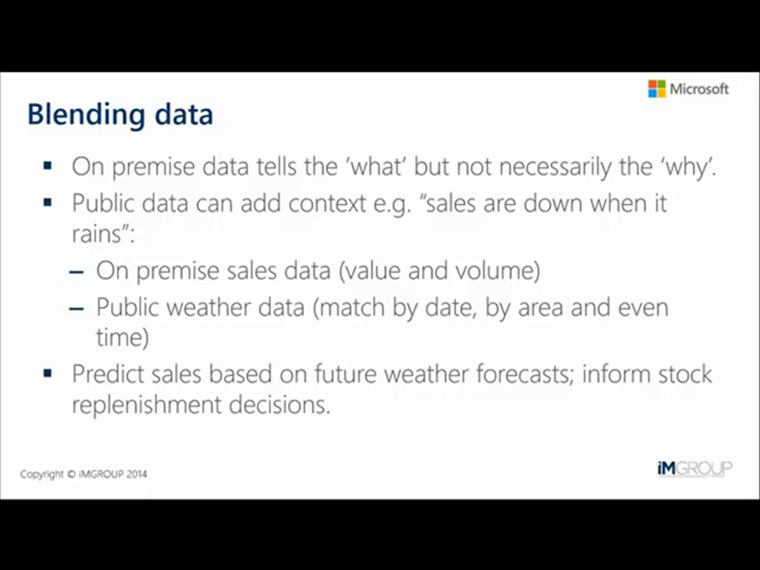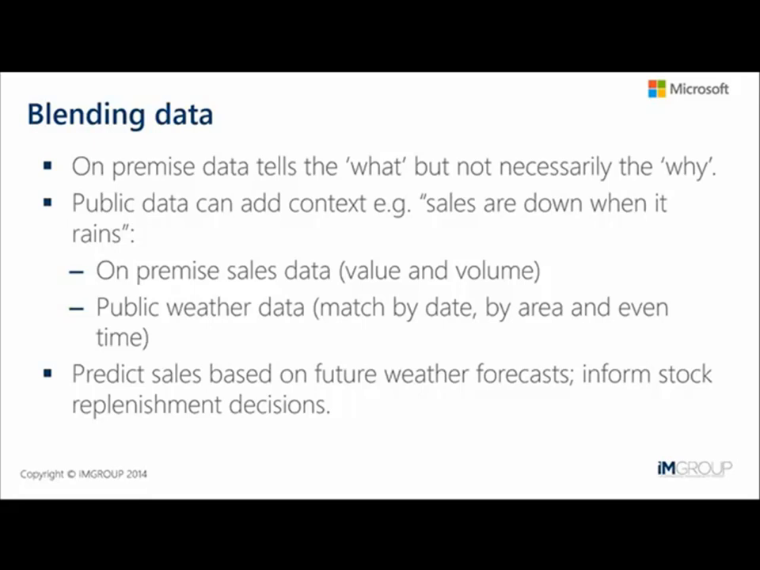For example, on the slide here, the way I try to look at it is that on-premise data tells us what has happened, but not necessarily why it happened. A good example, quite a well-known example, is retail sales. Retail sales are down when it rains. On-premise data will tell us the value and the volume of sales, but it won't necessarily tell us why sales are down, looking at it in isolation.